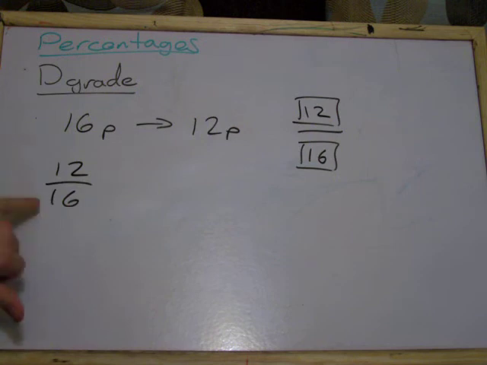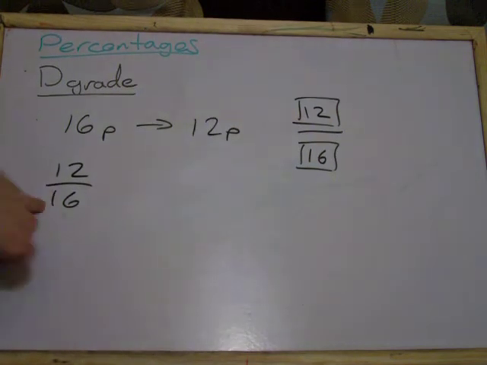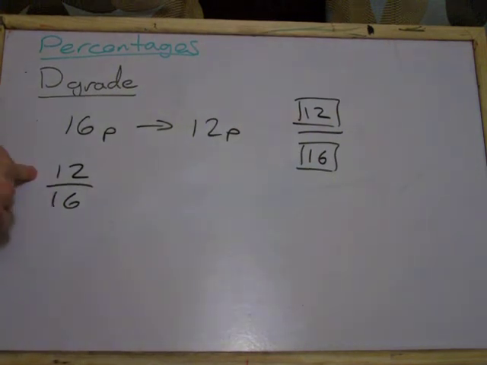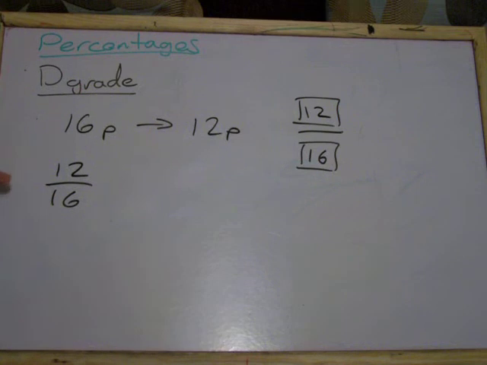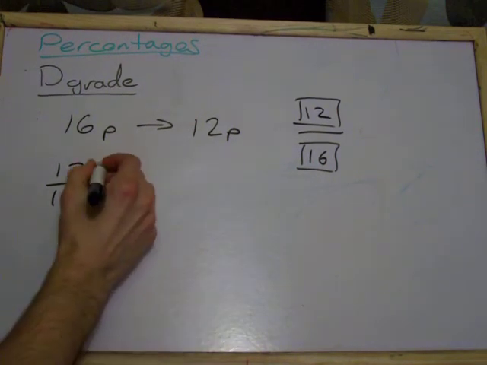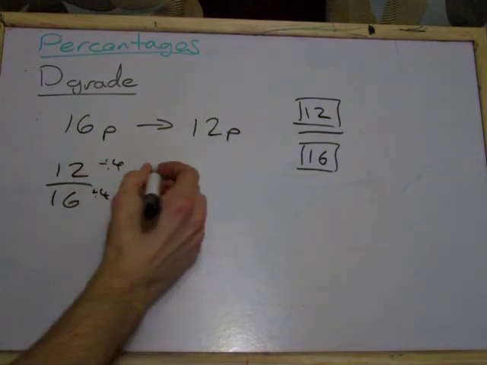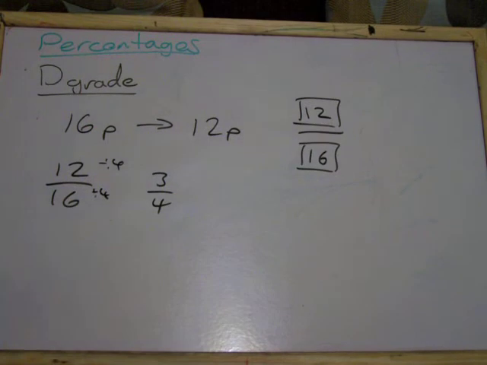Now I'm looking to either multiply this number up to 100, and then whatever the corresponding numerator is, that's going to be my percentage, or I'm looking to simplify it so that I can eventually multiply it up to 100, or at least recognise what percentage it's going to be. They both have a factor of 4, so we'll divide both by 4. I've got 3 over 4. Right, 3 over 4 is 75%.